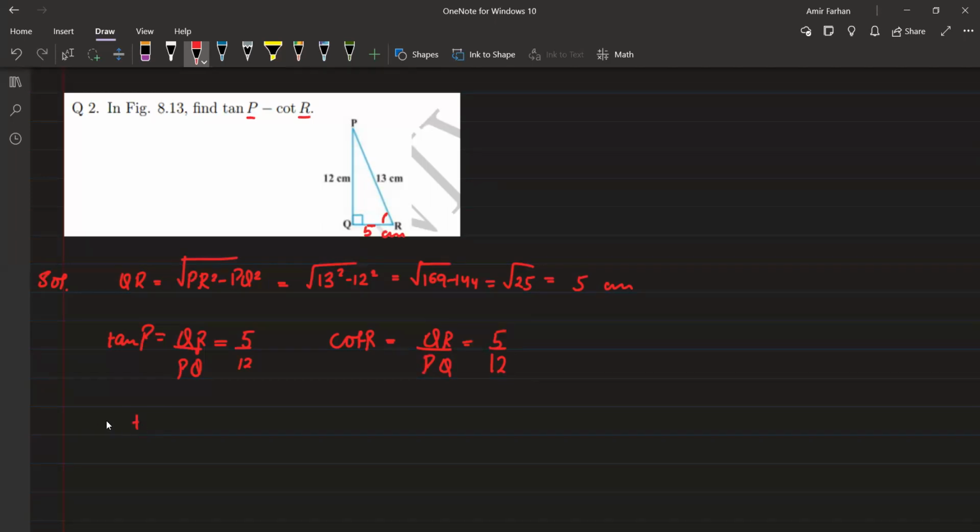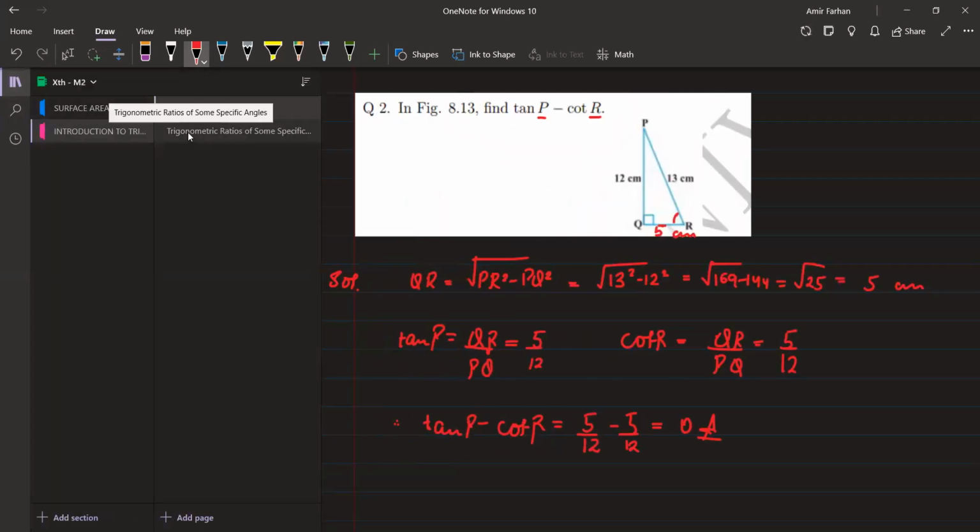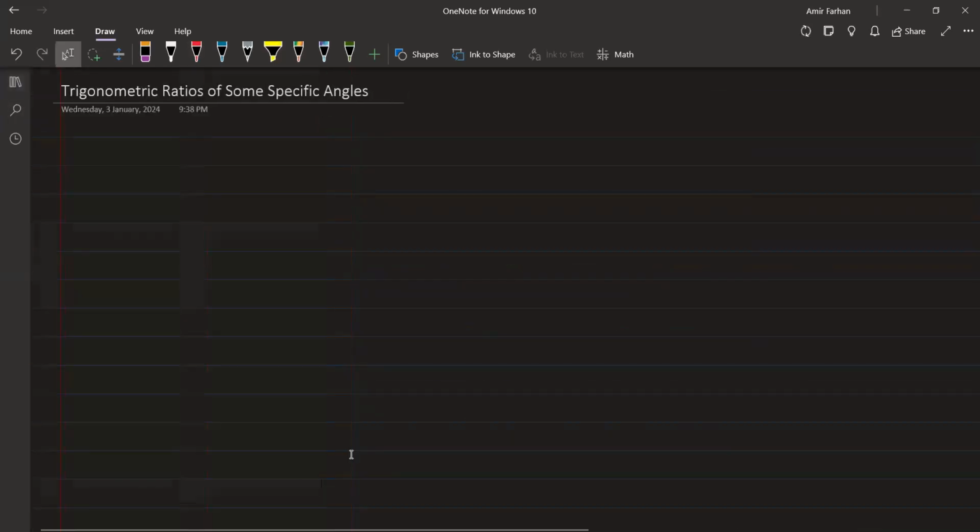So you have to find the value of tan P minus cot R, that is equal to 5 by 12 minus 5 by 12. It's coming out to be 0. Clear? Okay, very good. Anybody, any doubt? Please let me know. Shall we move forward?